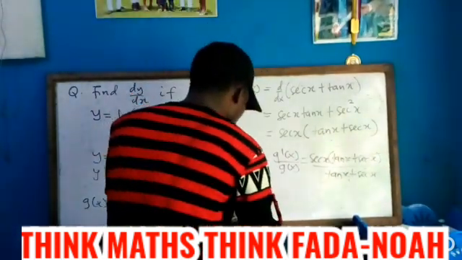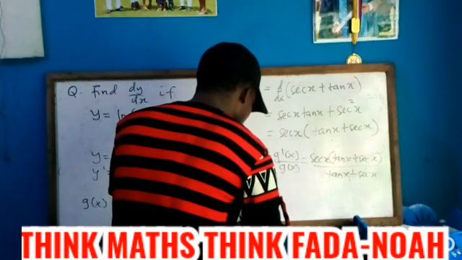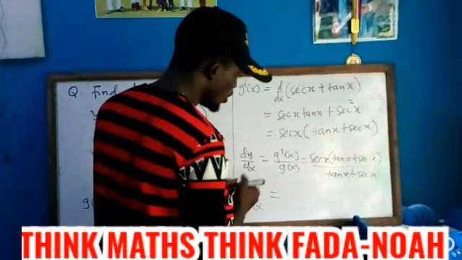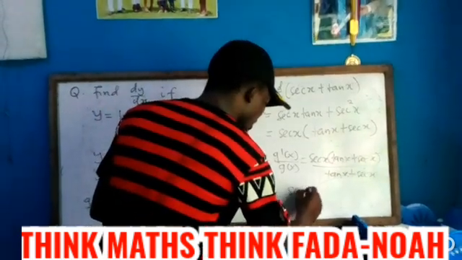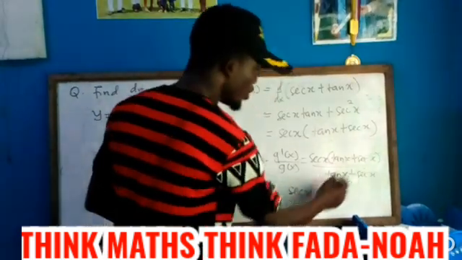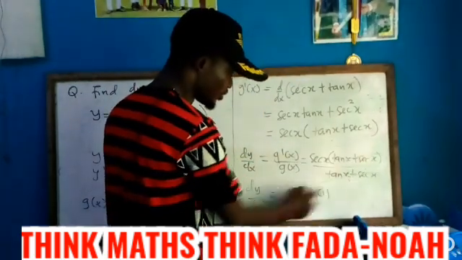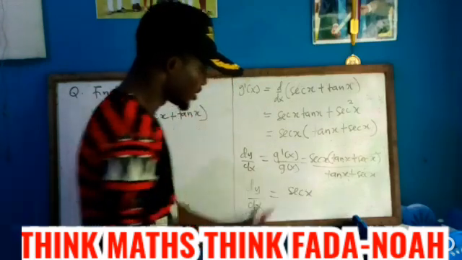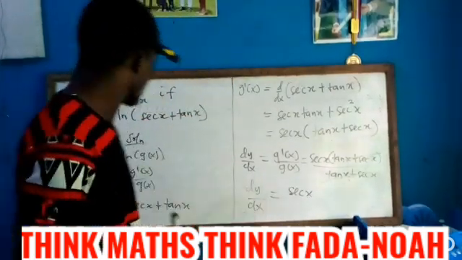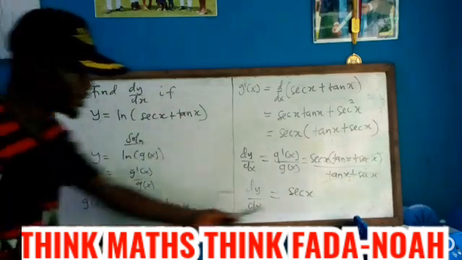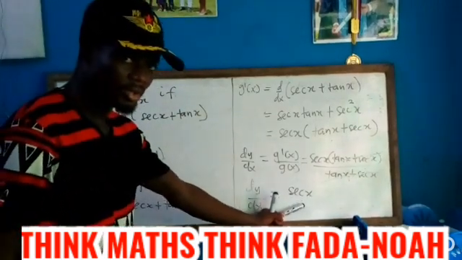So we have your dy/dx to be equal to sec x times 1. Okay, when you cancel out, what will be left here is 1. So sec x times 1 is the same as sec x. So the derivative of ln of (sec x plus tan x) is equal to sec x. Alright.